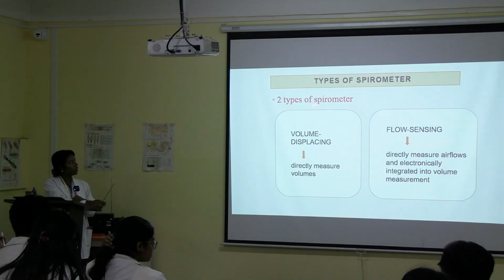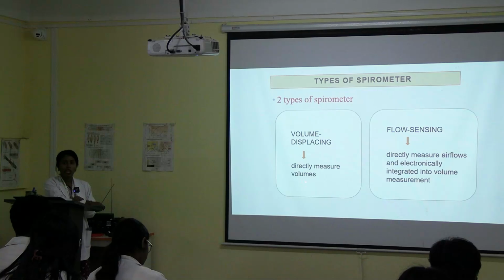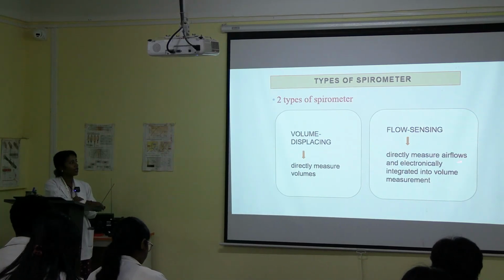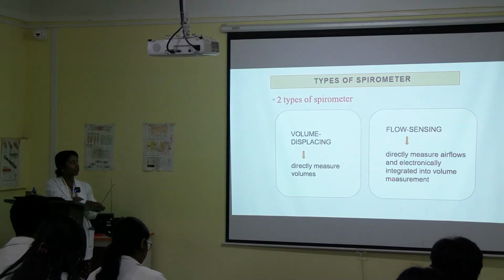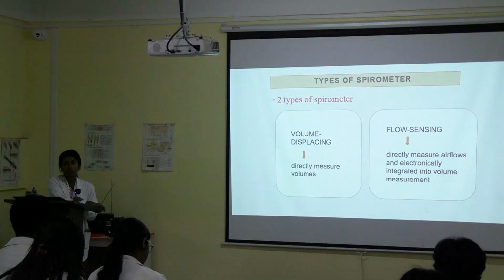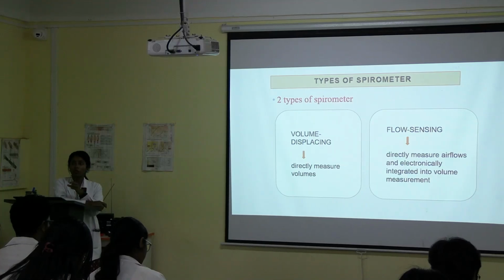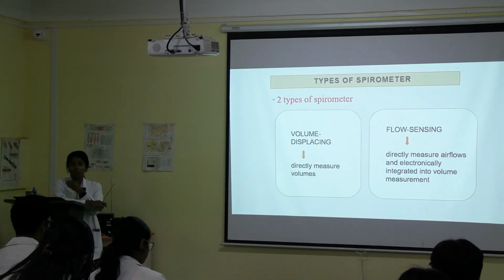So the spirometer will be either volume displacing or flow sensing. The volume displacing type directly measures the volume, and flow sensing directly measures the air flow, which is electronically integrated into volume. So either volume displacing or flow sensing. The Helios is flow sensing. Once you are blowing, there will be a turbine that senses it. That will be your mechanical energy, and it is then transferred into electrical signals.